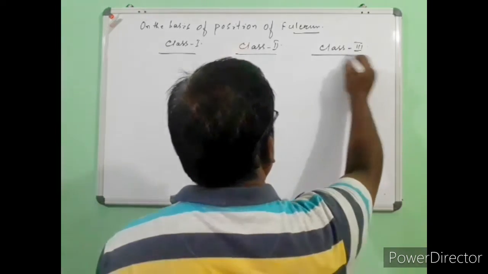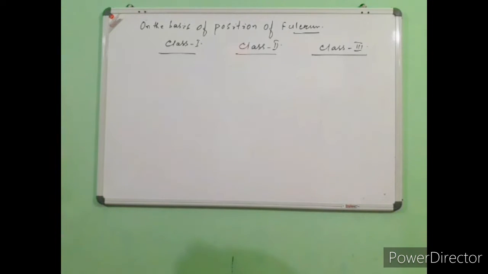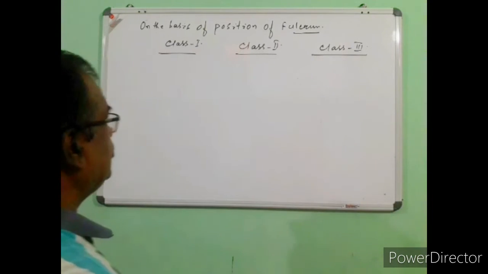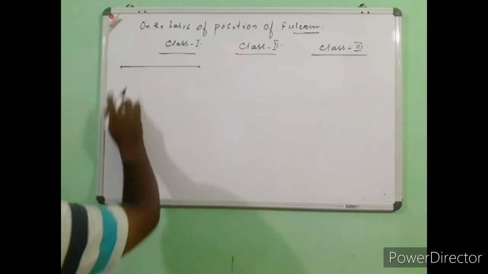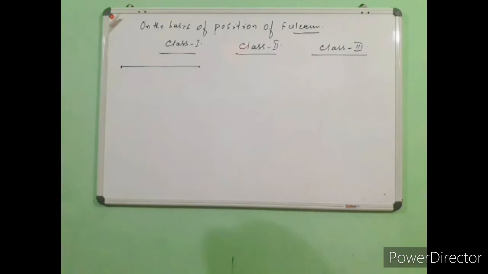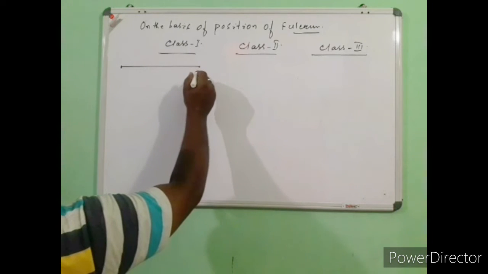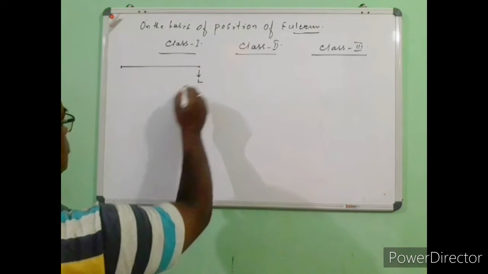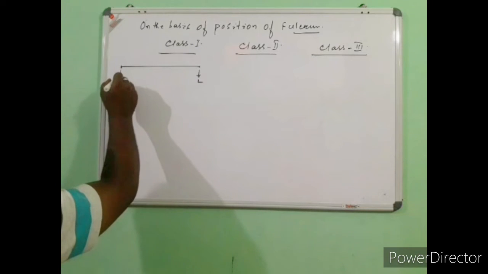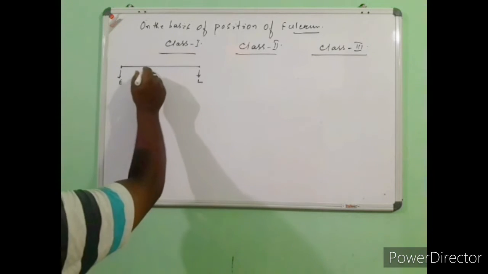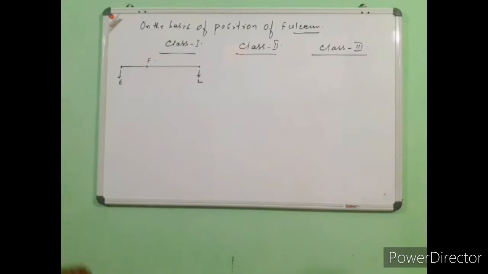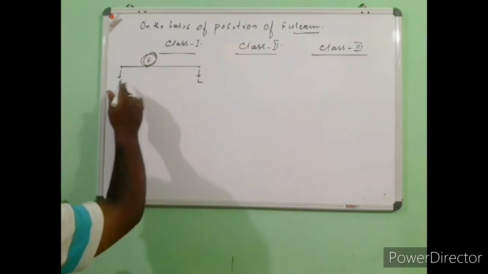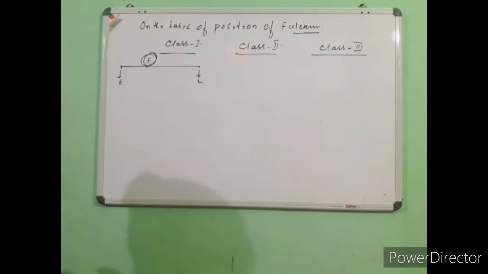So basing on the position of the fulcrum or the fixed point, we have 3 different classes of lever: class 1, class 2 and class 3. Now consider class 1. This is the diagrammatical representation of a class 1 lever, where if this is your load, the load acts here and this is the load point and this is your effort point, then the fulcrum must lie between that load and effort. Remember that here the fulcrum lies between the load point and the effort point.